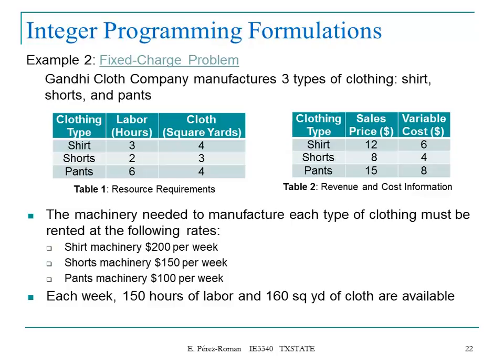Each week you have 150 hours of labor and 160 square yards of cloth. So right here you have your capacity limitation in terms of hours of your resources, and your limitation in terms of your materials. So let's use this information and try to formulate this problem. What will be your objective function? Well, first, what will be your decision variables?